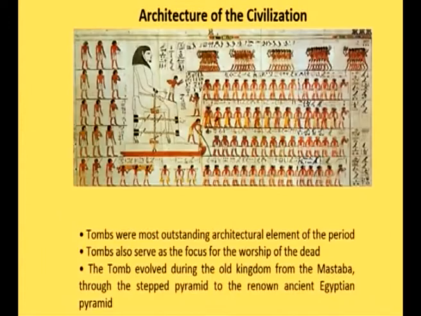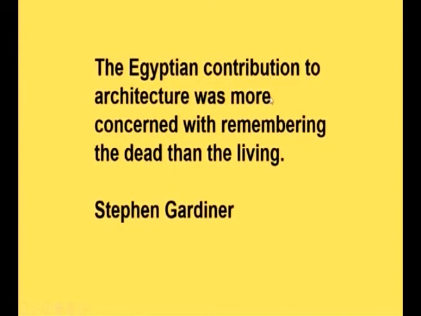The tombs were the most outstanding architectural element of the period. The tombs were huge and monumental, and they served as a focus of worship of the dead. The tomb evolved during the Old Kingdom from the mastaba through the step pyramid to the renowned ancient pyramid. Stephen Gardiner described Egyptian architecture as one which concentrated more on the construction of monuments than on daily dwellings. He said the Egyptian contribution to architecture was more concerned with remembering the dead than the living.